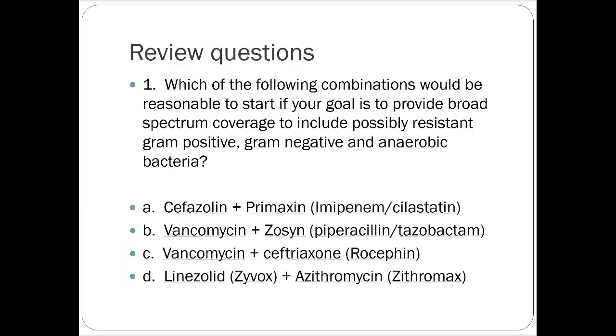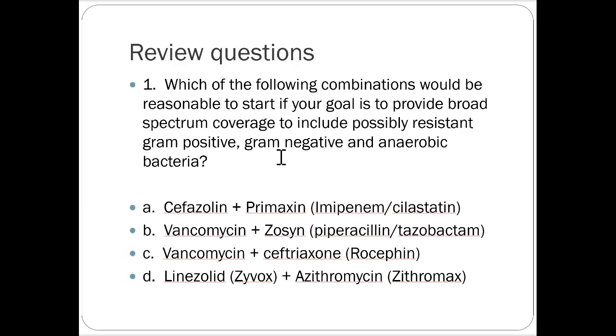Which of the following combinations would be reasonable to start if your goal is to provide broad spectrum coverage, including possibly resistant gram-positive, gram-negative, and anaerobic bacteria? Whenever I say possibly resistant, you can assume you would want to cover things like MRSA, which would fall into the resistant gram-positive category. Resistant gram-negative would be like the Pseudomonas coverage. Remember we talked about using Pseudomonas as the general catch-all for those resistant, hard to treat gram-negative bugs, and then anaerobic coverage. So this is really the most broad spectrum you're ever going to start anyone on.